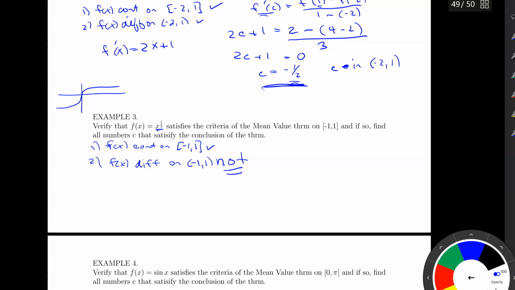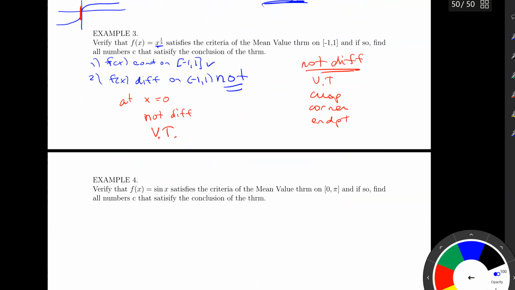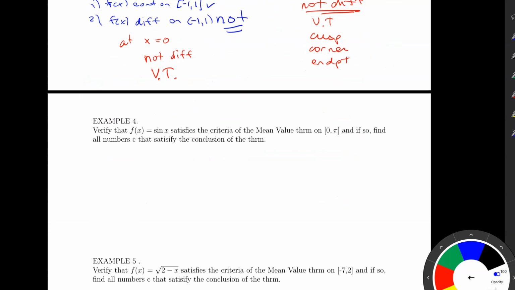It is not, because what do you know is happening right here at x equals 0? At x equals 0, it is not differentiable because there's a vertical tangent, right? So you have to know about those not good things. So remember, it's not differentiable if there's a vertical tangent, a cusp, a corner, or an endpoint, right? That's when it's not differentiable. Those are big deals. All right, so you're done with that problem. We can't do it.